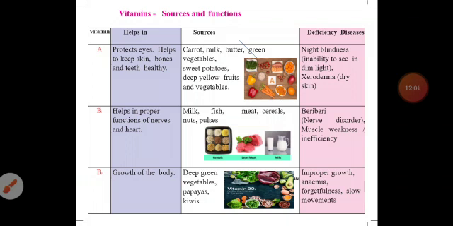Next vitamin is vitamin B9. The function of vitamin B9 is growth of the body. It is necessary for the growth of the body and its sources are deep green vegetables, papayas, kiwis. Deficiency diseases caused due to lack of vitamin B9 are improper growth, anemia, forgetfulness, slow movement.